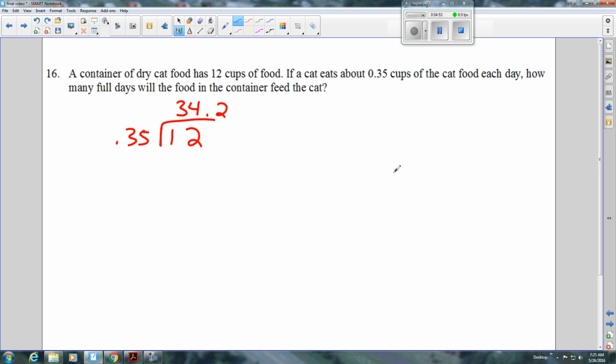A container of dry cat food has 12 cups of food. If the cat eats 35 hundredths of a cup each day, how many full days will the food in the container feed the cat? You would divide it out. 12 divided by 0.35 is going to be 34 full days.